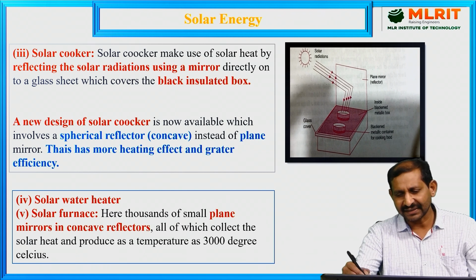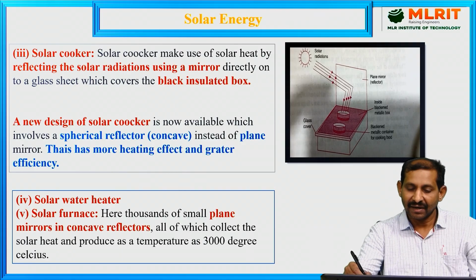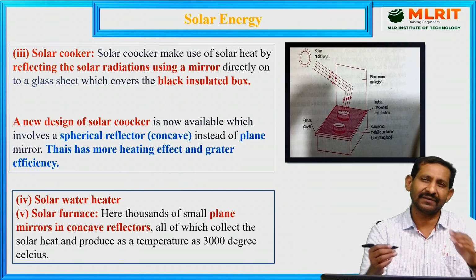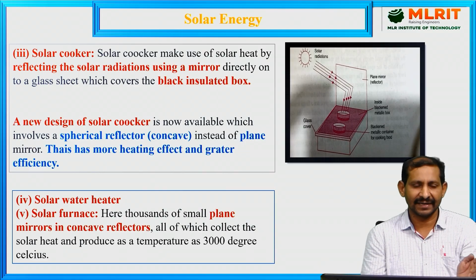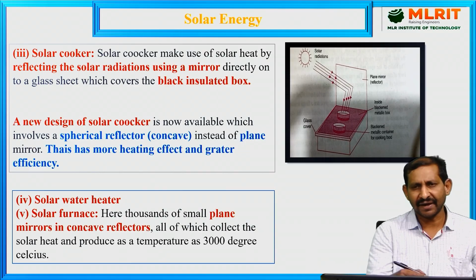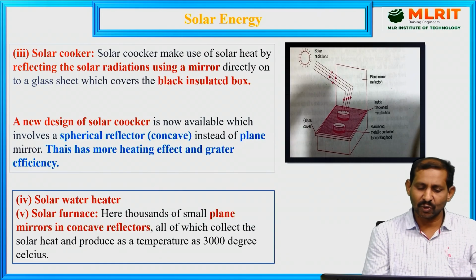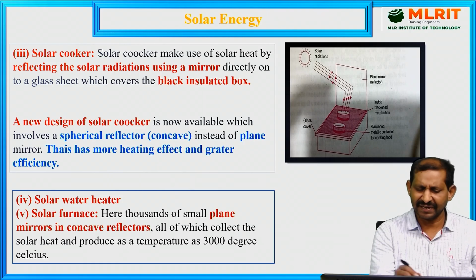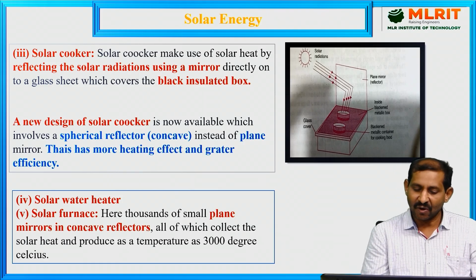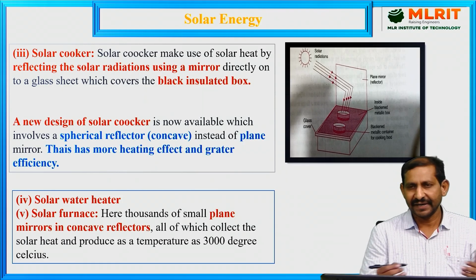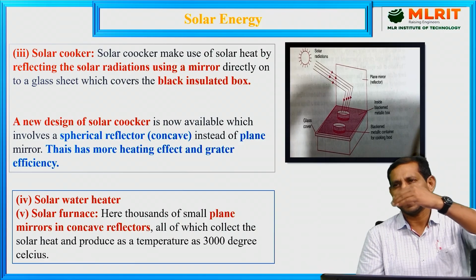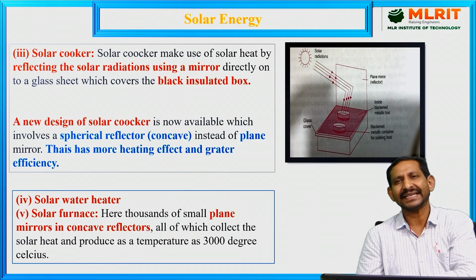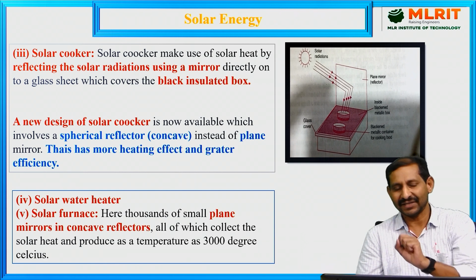One reflected that heat, and then here is the black-coated insulated box that will be used for heat trapping, so that heat is converted to electrical energy. Nowadays a lot of new solar cooker designs are available, with different shapes like concave and convex mirrors used for the transfer or reflection of the heat for more energy.